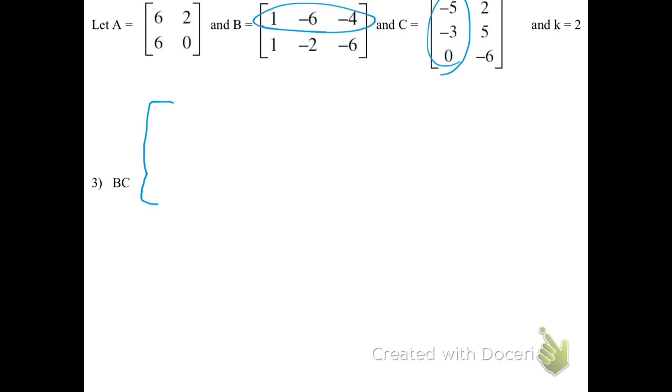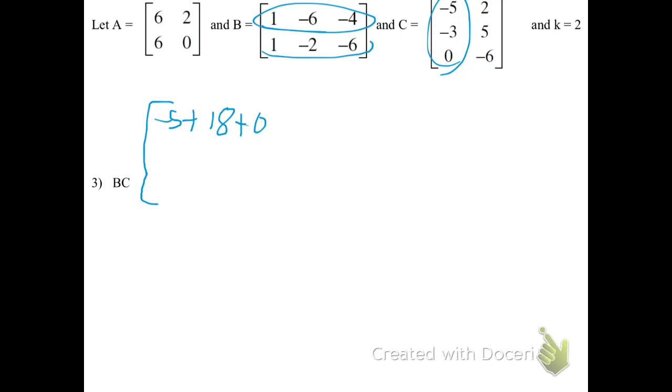When you're doing that, you gotta take first entry times first entry, second times second, third times third, okay? So make sure you're keeping your order straight. We're going to do first row times first column. So 1 times -5 gives you -5. Add -6 times -3 is positive 18. Add -4 times 0, which is 0.